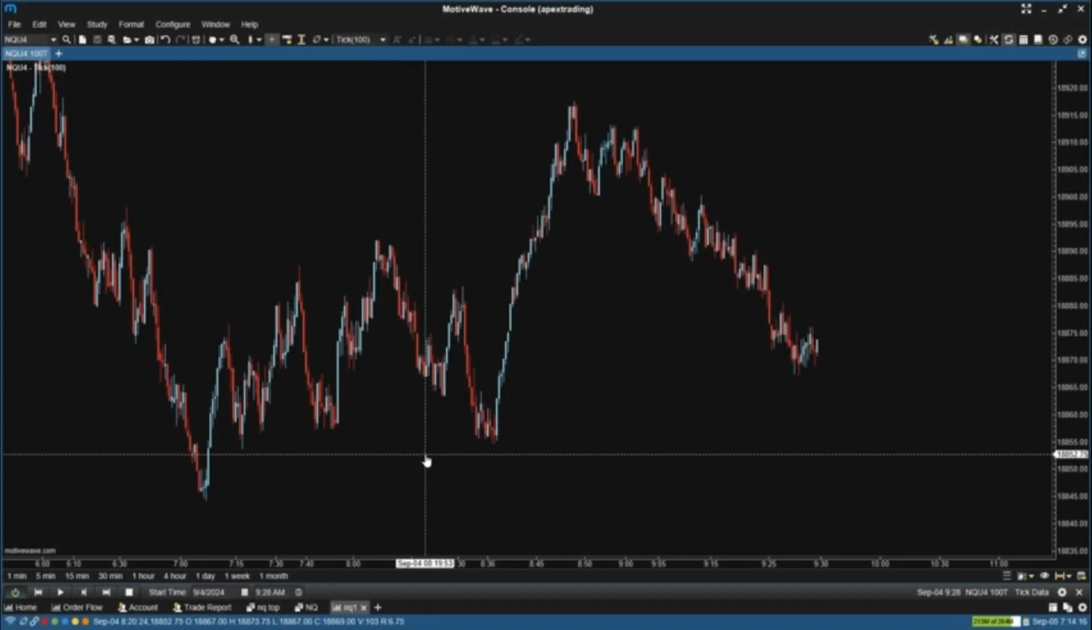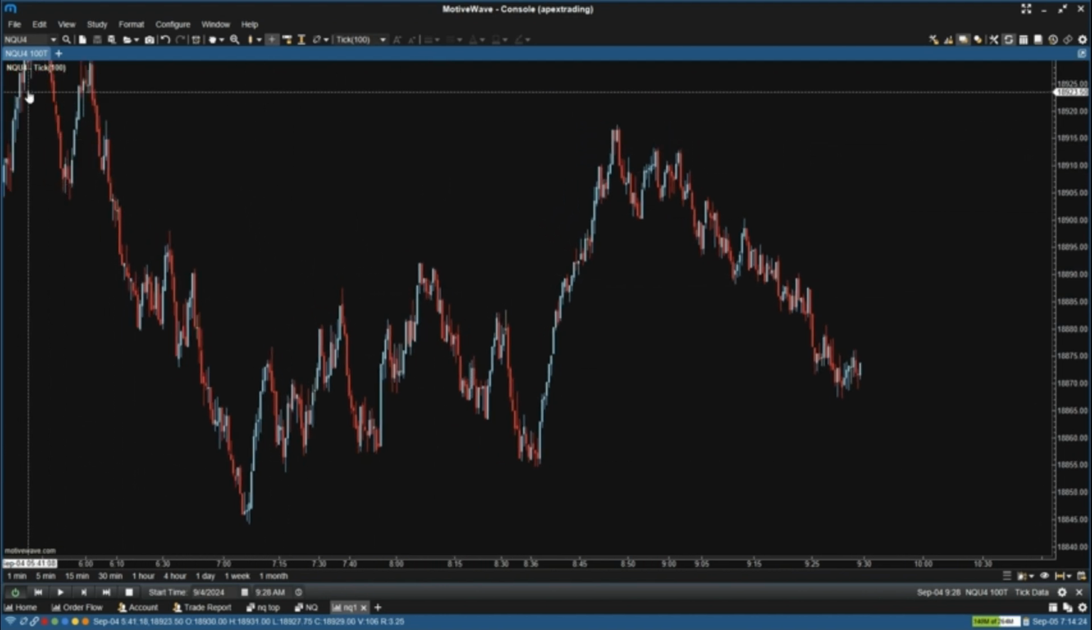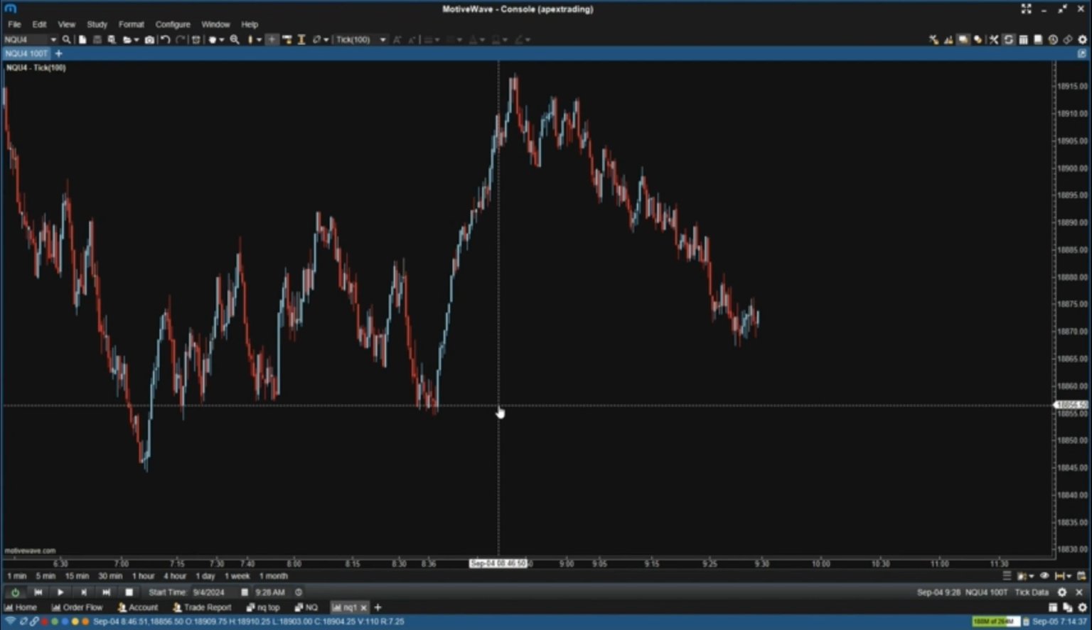Okay, Patrick here, and we're gonna share an example of my 100 tick chart trading strategy. So as you can see, guys, we are in the NQ 100 tick chart. This is on replay mode. The date is September 4, 2024. The time is 9:28, right before the market opens.